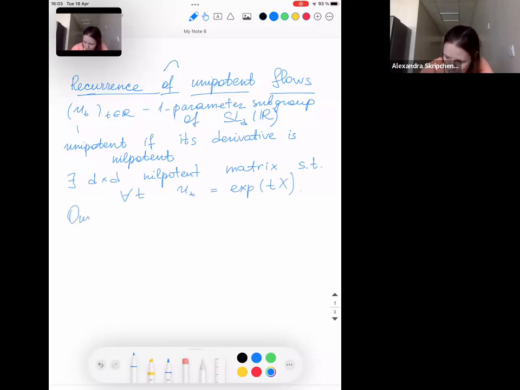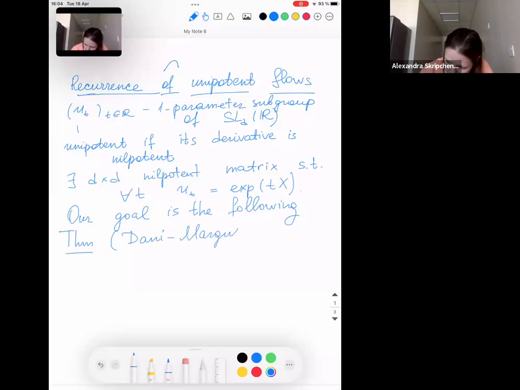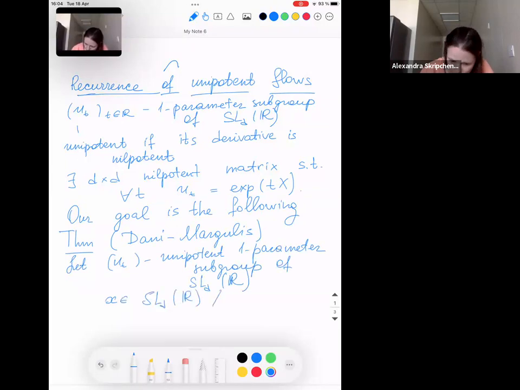So our main goal for today, say not for today, but the first half of the lecture today, is the following nice observation. Theorem by Dani, an Indian mathematician, and Margulis, a Soviet American mathematician, a Fields medalist. So we fix U_t to be a unipotent one-parameter subgroup of SL_d(R). And we take a point x that belongs to the factor SL_d(R) over SL_d(Z).